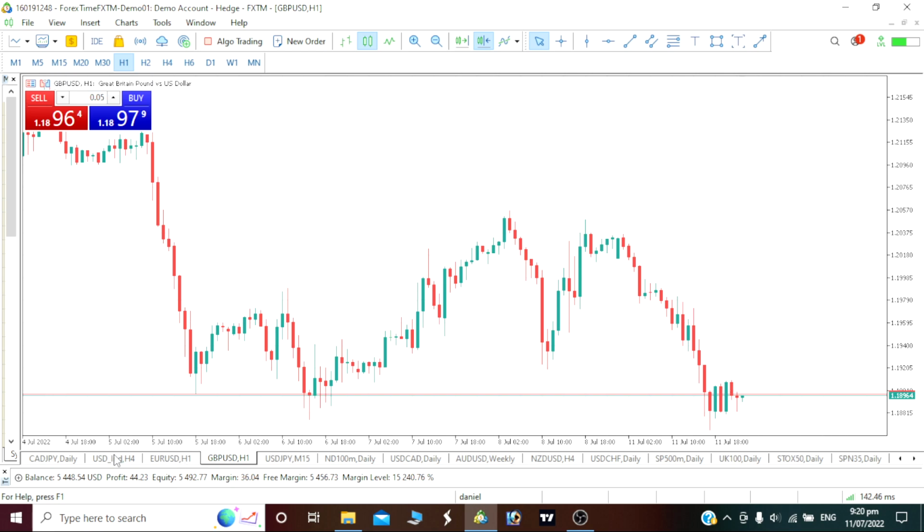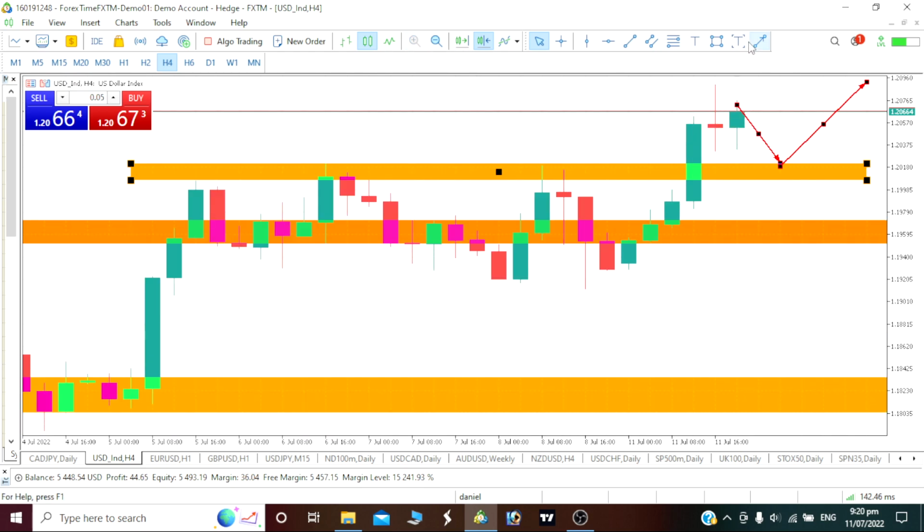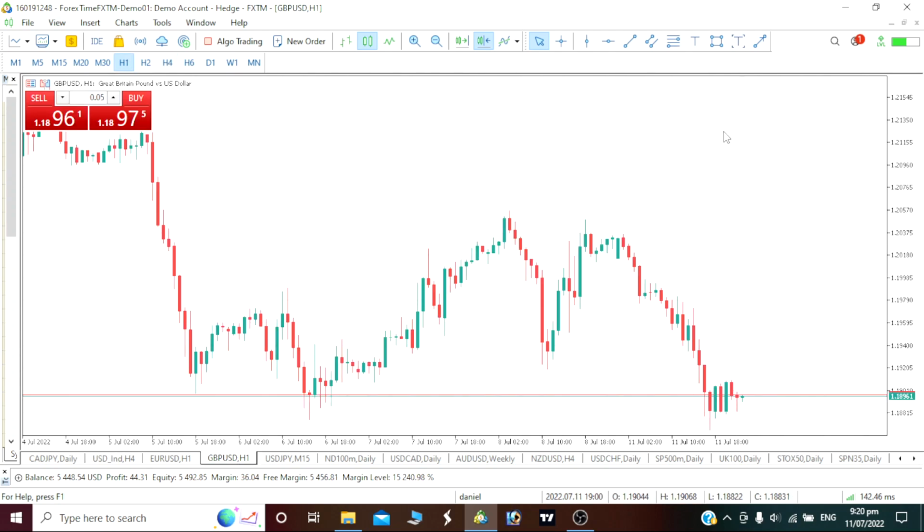And now let's see our USD index itself. We are on the 4-hour time frame. We are actually having a pullback, by the way. So as we are having this pullback to test this area, we should be seeing a little bit of a bullish move. We are aiming for a little bit of a bullish move, our push up.